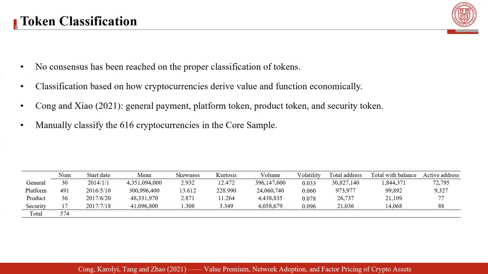And here are the summary stats for the 4 categories within the core sample. The core sample are the data that we have, where we observe the characteristics.